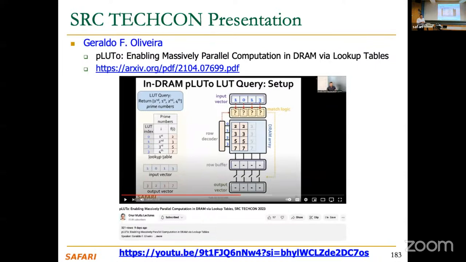It needs to be pre-computed. What is hidden here is that there is a latency of initially loading that table into the DRAM itself. And there is a trade-off between the number of times that table is reused and the benefits that you get from this type of operation. The more the table is reused, the more that initial latency is amortized and you get more performance benefits, right? So there's this type of trade-off. Any other questions?